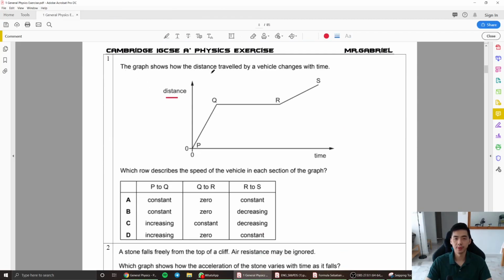The graph shows how the distance traveled by a vehicle changes with time. Yet again, a distance time graph. This is going to be constant speed, 0 speed, and constant speed yet again.